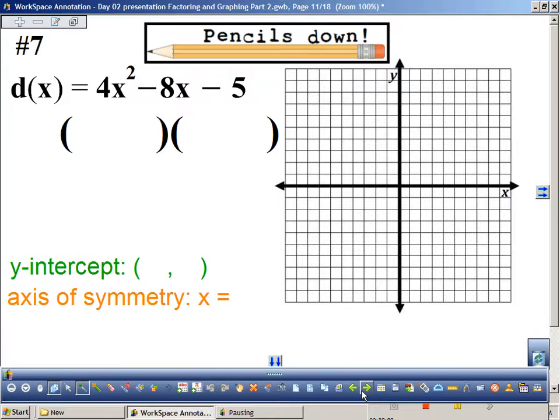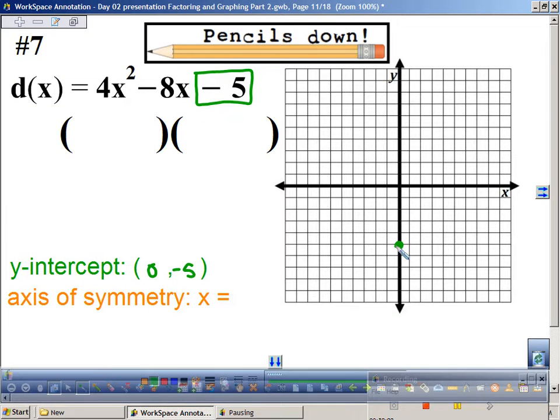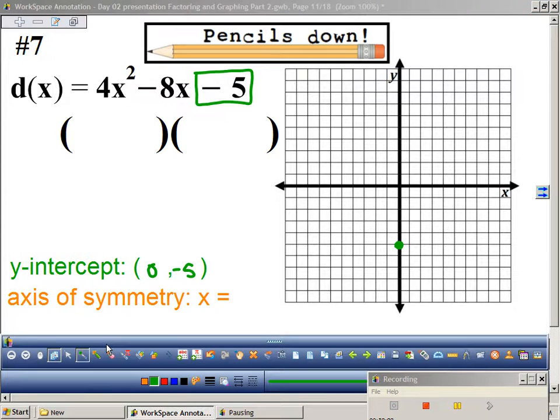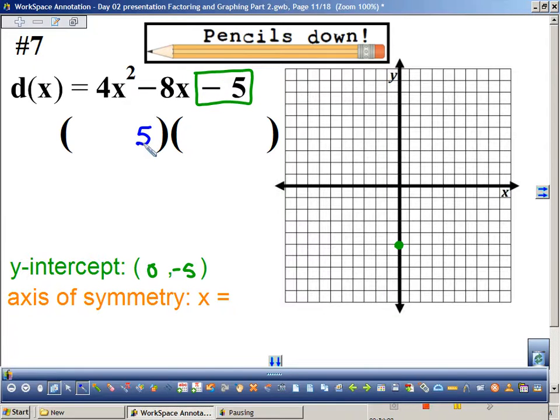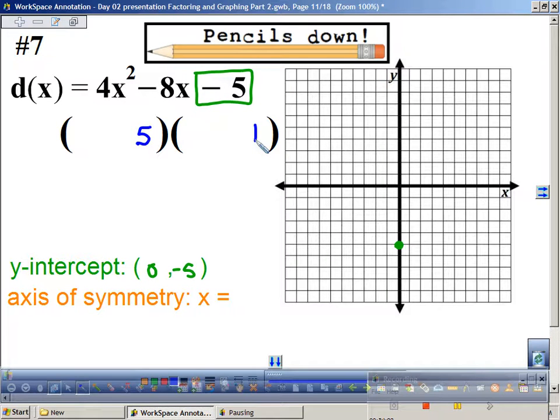Okay, so this time the piece of information that I have is the y-intercept. The y-intercept is -5. 0, -5. 1, 2, 3, 4, 5. All right, I'm going to start with the easy part first. I'm going to say my last term and my last term have to be factors of -5. 5 is 5 times 1, no matter what. Or 1 times 5, doesn't matter. A 5 and a 1.